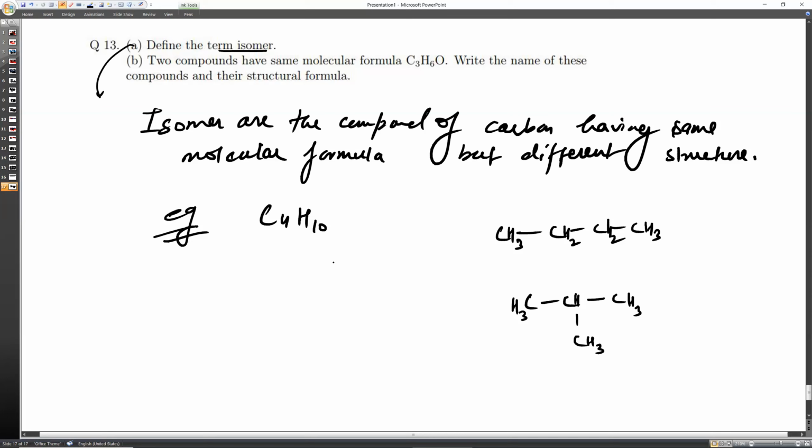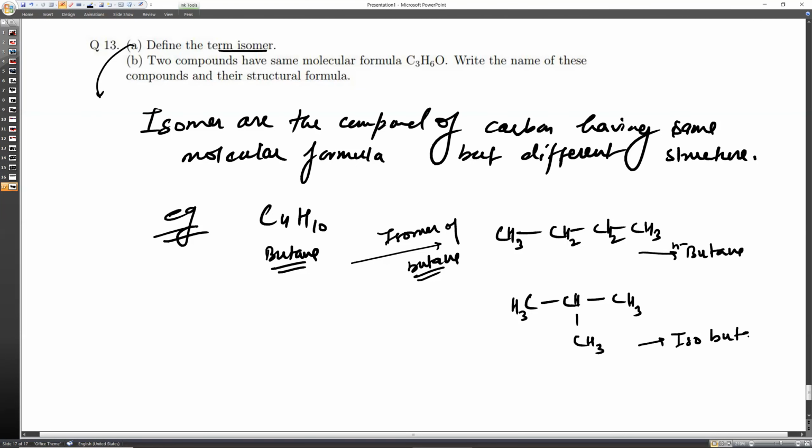You can give the example. This is butane. Isomers of butane. And you can write it n-butane, and this is isobutane. So you can write it this way, okay.